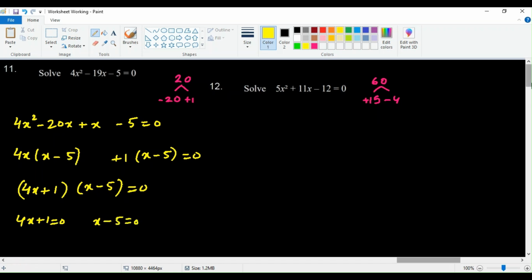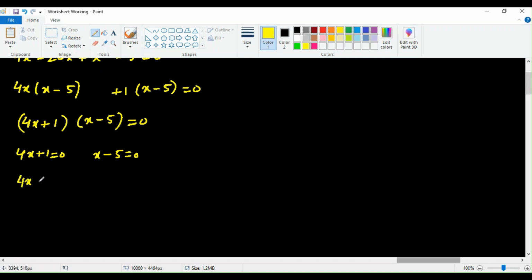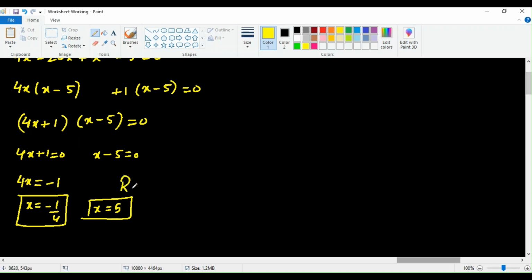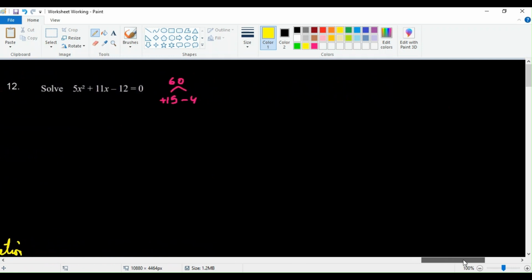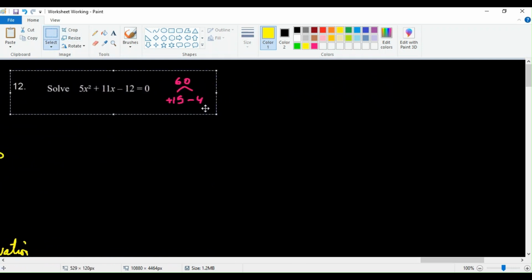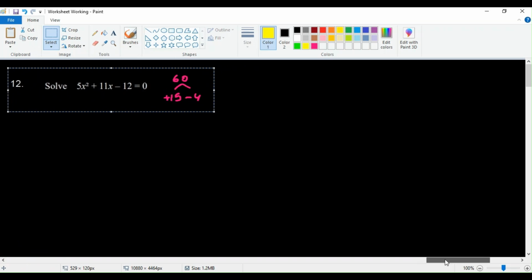That means the value of 4x is equal to negative 1. So x will be equal to negative 1 over 4, and x is equal to positive 5. These are the two values of x once we solve, or you can say these are the roots of the equation. Now when it comes to question number 12, I just bring this a little here so that we can work freely.